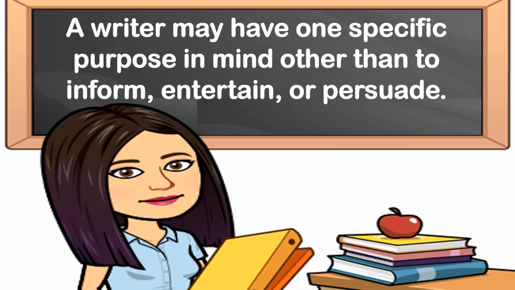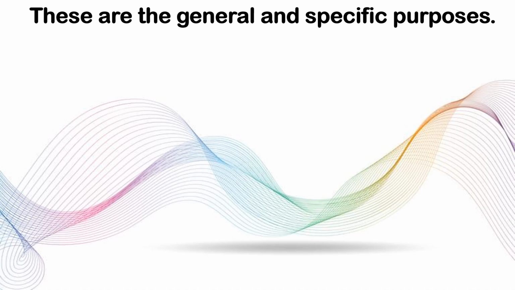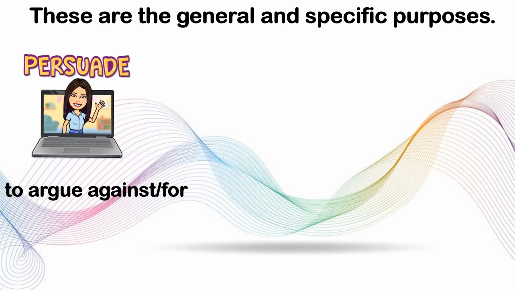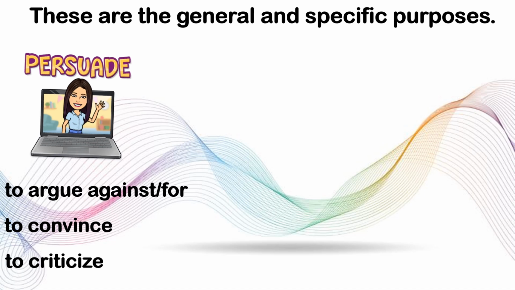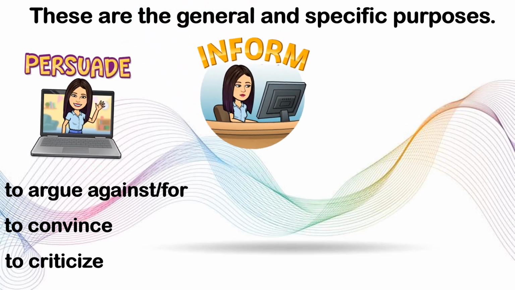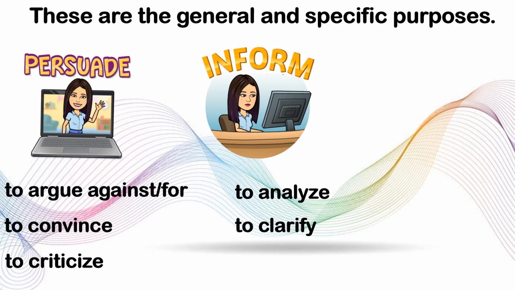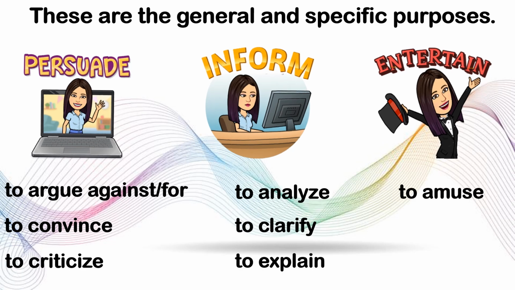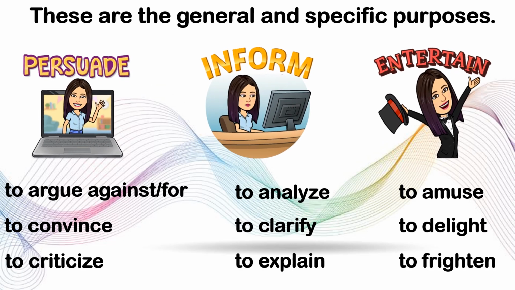A writer may have one specific purpose in mind, other than to inform, entertain, or persuade. These are the general and specific purposes: to persuade, to argue against or for, to convince, to criticize, to inform, to analyze, to clarify, to explain, to entertain, to amuse, to delight, to frighten.